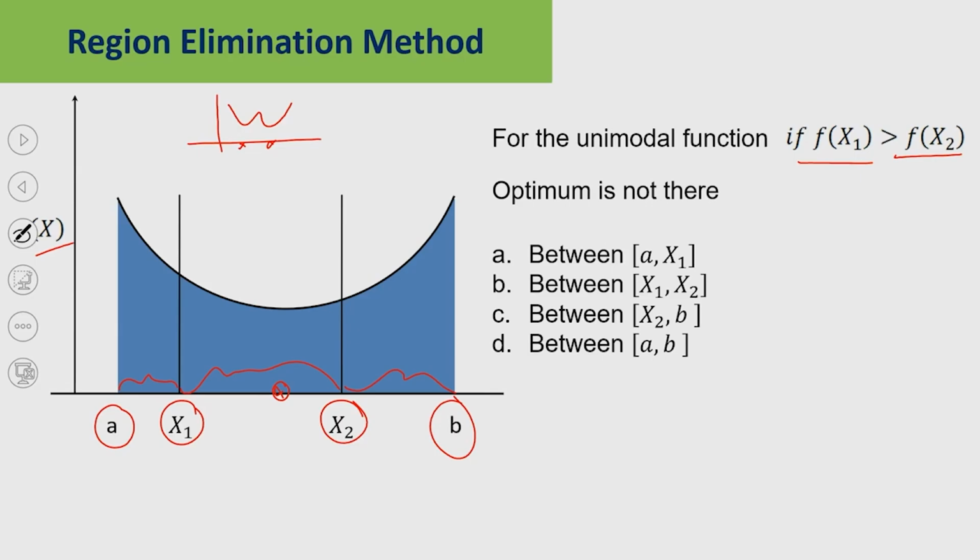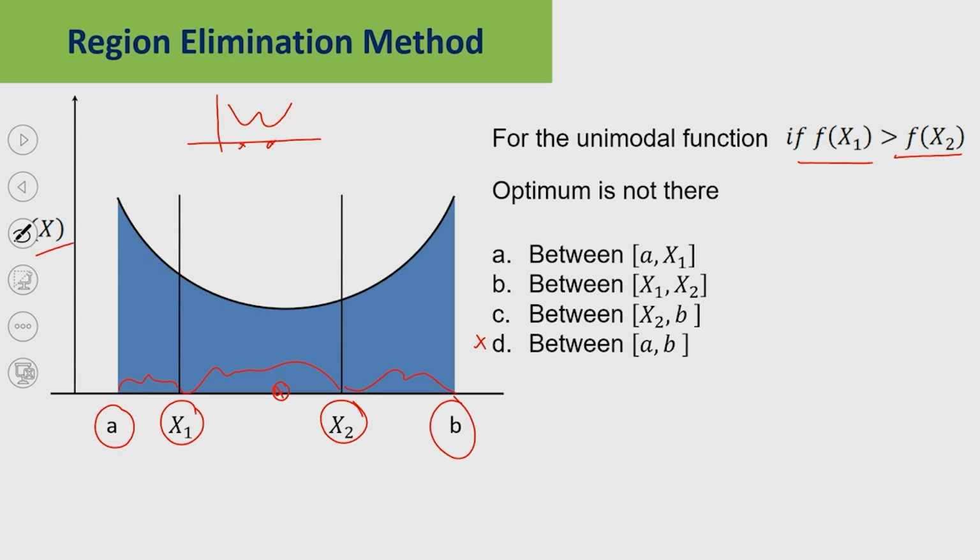This is a unimodal function, therefore this last option is not correct, since there is a minimum solution of this particular function. Now the question is which one is true, whether a is true, b is true or c is true.